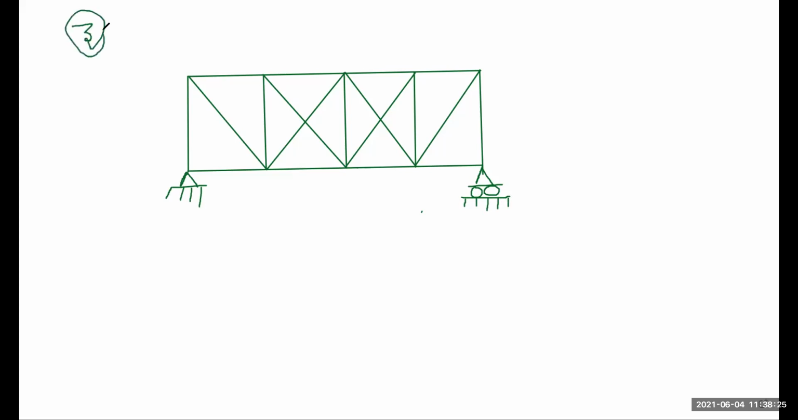Third problem: find DS. Here is point A. Here is point B. Here is point C. Here is point D. Here is point E. Here is point F.